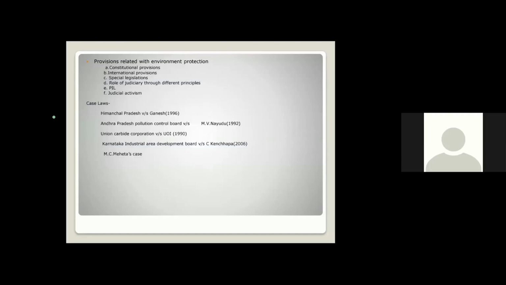In this principle, what happens? Our Supreme Court makes the polluter liable for all the damages done by him or her, or by any corporation or company. Along with that, the polluter also pays damages to the victim. And next is absolute liability. When we say absolute liability, what does this mean? This liability is without any defense or any exemption. In the case of Union Carbide Corporation versus Union of India in 1990, this absolute liability principle was implemented, or the Supreme Court focused on it.